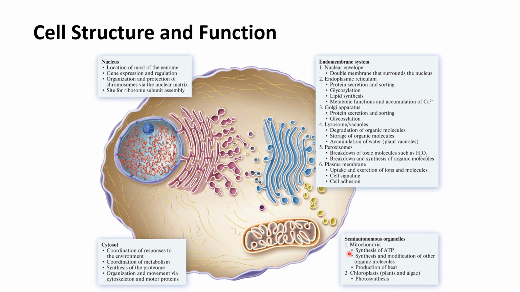Now, mitochondria, remember, they make ATP, the powerhouse of the cell. They can also modify other organelles and produce heat, because that is an exothermic reaction. Chloroplasts, of course, are responsible for photosynthesis.